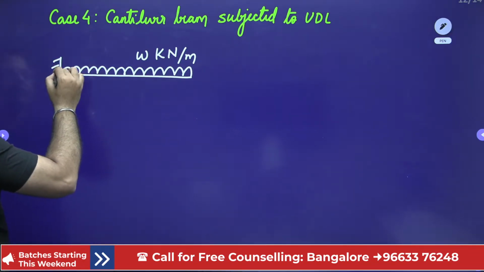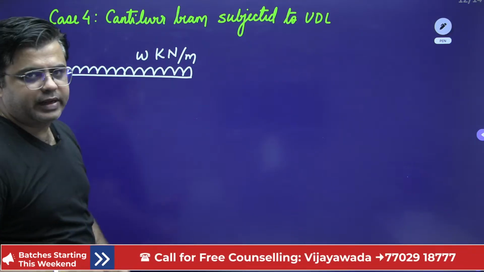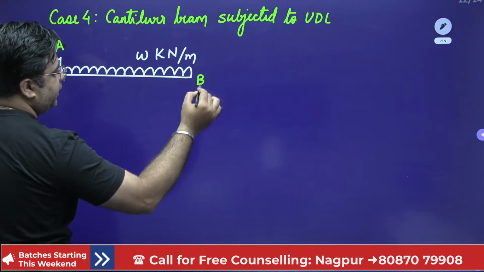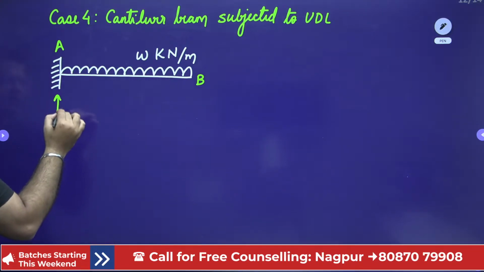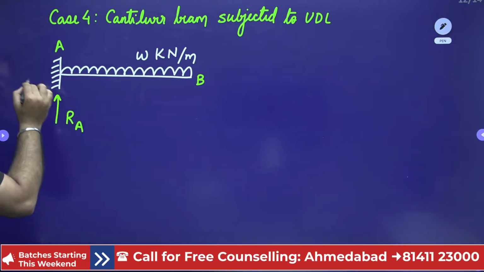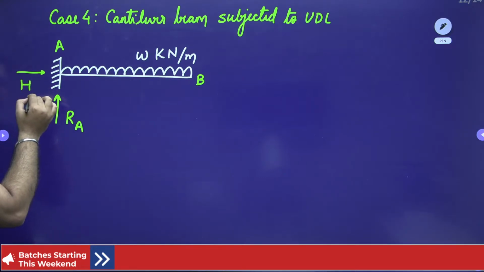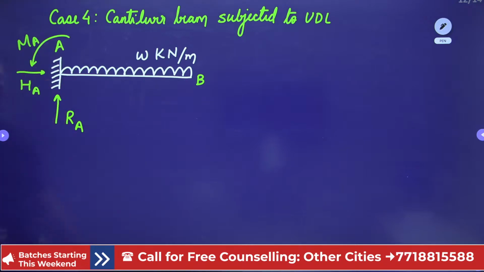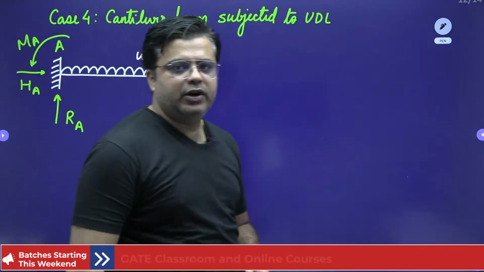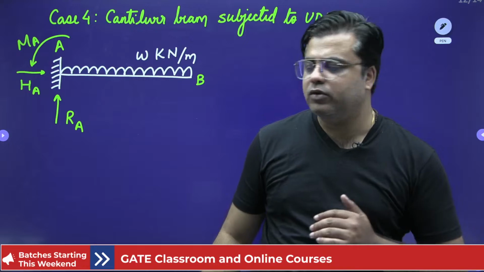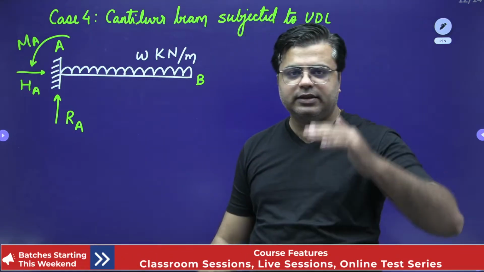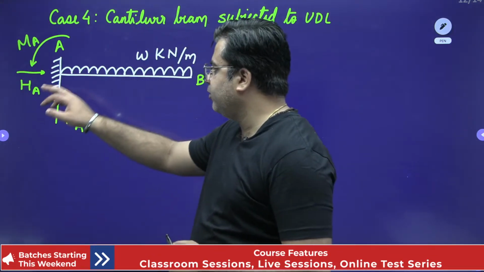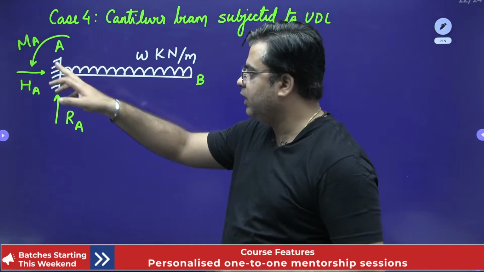So step 1 is again the same. You need to find the support reaction at A. So this is your end A and this is end B. At end A you have three support reactions, RA, HA and MA, right? These are the three support reactions. When you take the summation of horizontal forces as 0, your HA is 0. When you take the summation of vertical forces as 0, you will get the value of RA, and when you take the moment about point A to be 0, you will get the value of MA.